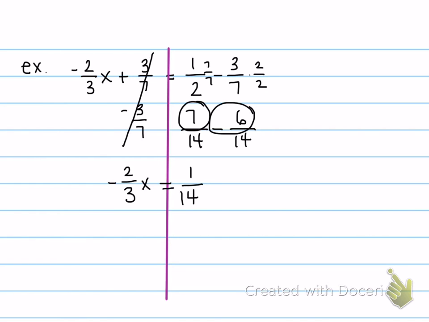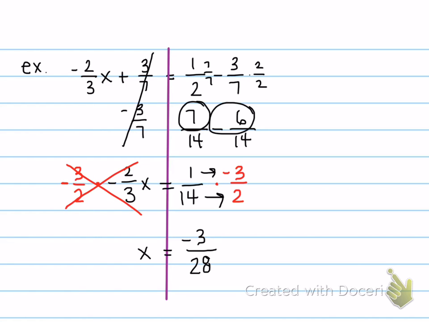I am going to get rid of the negative 2/3 by multiplying by the reciprocal. So negative 3 over 2 and negative 3 over 2. The 2's cancel out. The 3's cancel out. I'm left with x equals, I check for simplifying here. I don't see any simplifying for real this time. And I do 1 times negative 3 is negative 3. And 14 times 2 is 28. So I have negative 3/28.